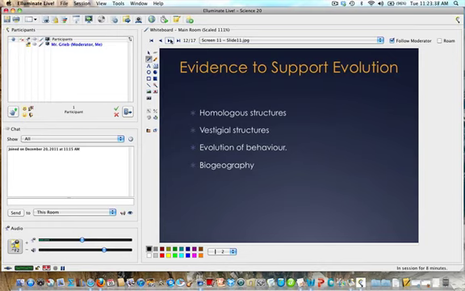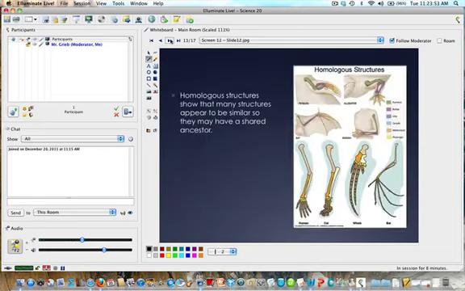So evidence to support evolution. Now this evidence that has been used to support evolution, but it should be said that a lot of this evidence has been criticized to some extent. Okay. Anyway, homologous structures. These are structures that appear to be similar, and therefore it's assumed that they may have shared an ancestor.